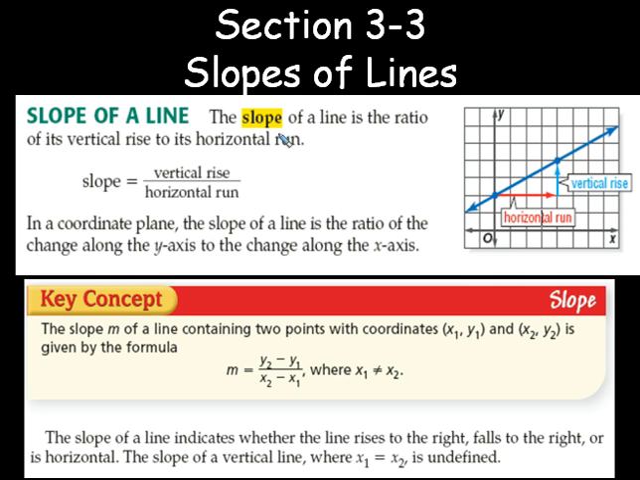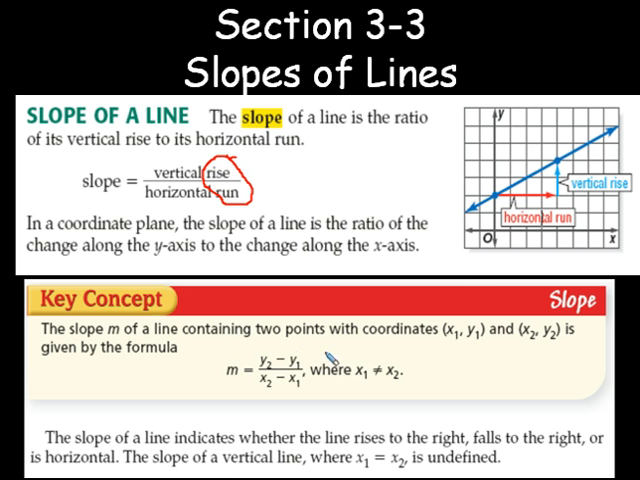Just need to remember that the slope of a line is the ratio of its vertical rise to its horizontal run. You probably heard it defined as rise over run, vertical rise over horizontal run of a line, as you can see from the picture here. In the coordinate plane, the slope of a line is the ratio of the change along the y-axis to the change along the x-axis. You may have also heard slope defined as rate of change. That is true, especially for story problems.